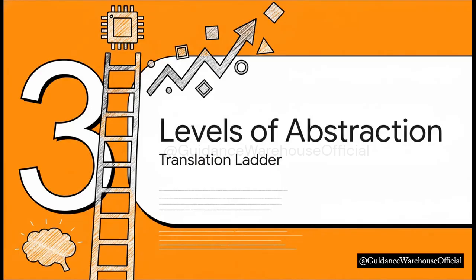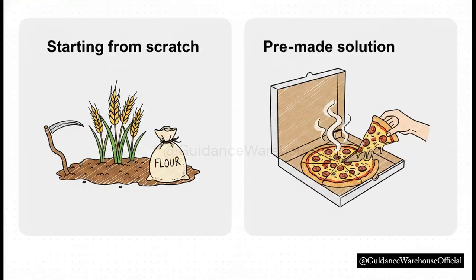Which brings us to Section 3, levels of abstraction, climbing the translation ladder to see how we bridge this massive gap. To solve this massive communication problem, we use abstraction. Let's think of abstraction just like cooking. Low-level abstraction is like cooking entirely from scratch. You're controlling the soil, you're harvesting the wheat, you're milling the flour, making the dough. That's your ground-level view. You have absolute total control, but man, it takes forever.